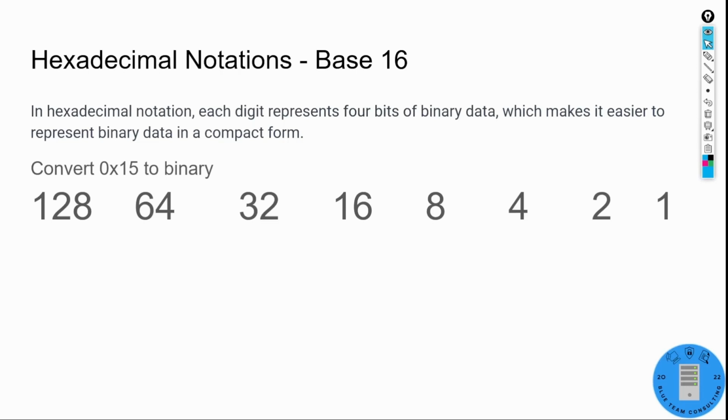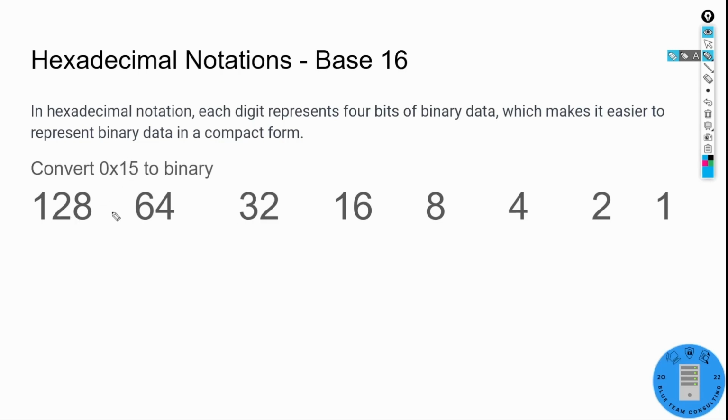So in hexadecimal notation, each digit represents 4 bits of binary data, which makes it easier to represent binary data in a compact form for the computer. Instead of the computer having to read a bunch of ones and zeros in a row, it can compact it and read it in hexadecimal notation as well. So if we have the example here of converting the hex value of 15 to binary, take a second to pause and see if you can solve that. Otherwise, we'll work through the solution now.